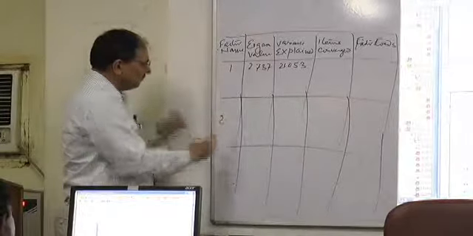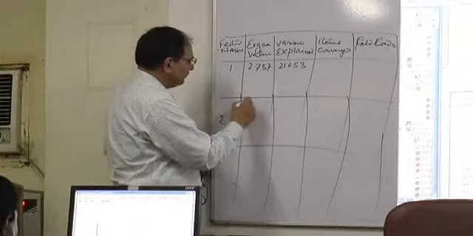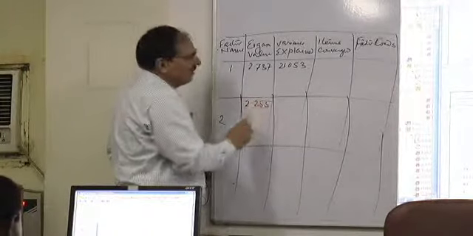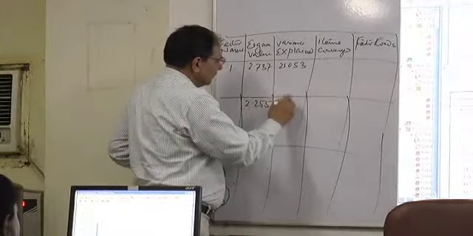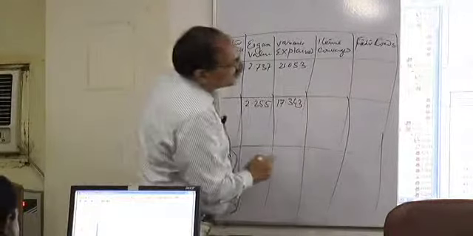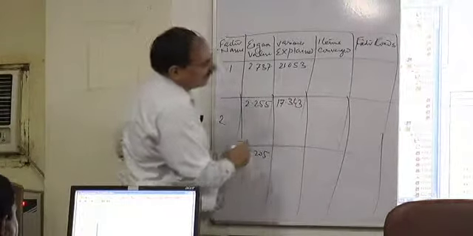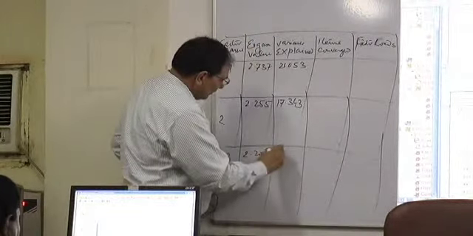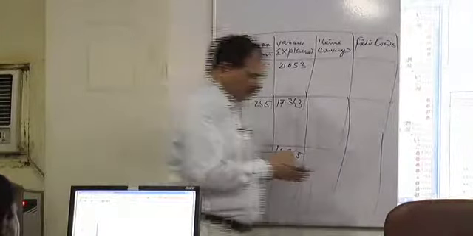Okay, factor 2. What is the eigenvalue? 2.255. Variance explained? 17.373. Last one? 2.205. Variance explained? 16.965. Okay. Now, items converged we will see from the other matrix. These are the two things that you can take from this.